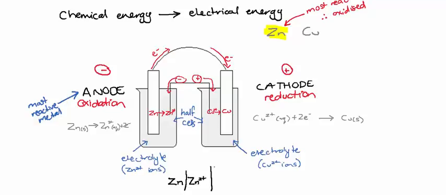We then put a double vertical line to represent the salt bridge, and then we use the same notation to represent what is happening in the cathode half cell. So we've got copper ions in aqueous solution, then our phase boundary, copper solid. So this is our shorthand notation to represent exactly what we've drawn in the diagram above.